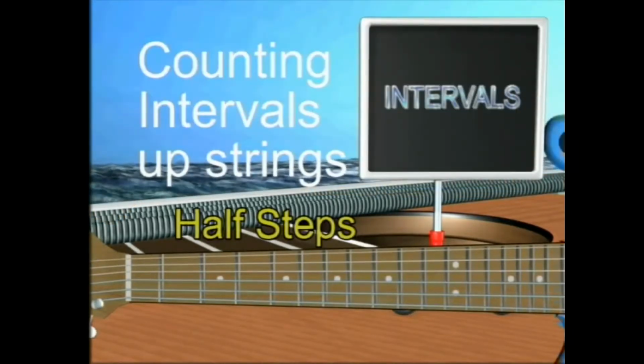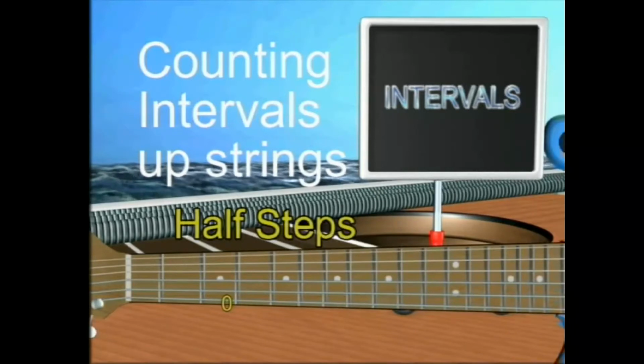Because of this tuning, we can count intervals across strings in multiples of 5 half steps and 4 half steps across the B and G strings. We can then add or subtract half steps on the final string and from that fret to arrive at the desired interval.